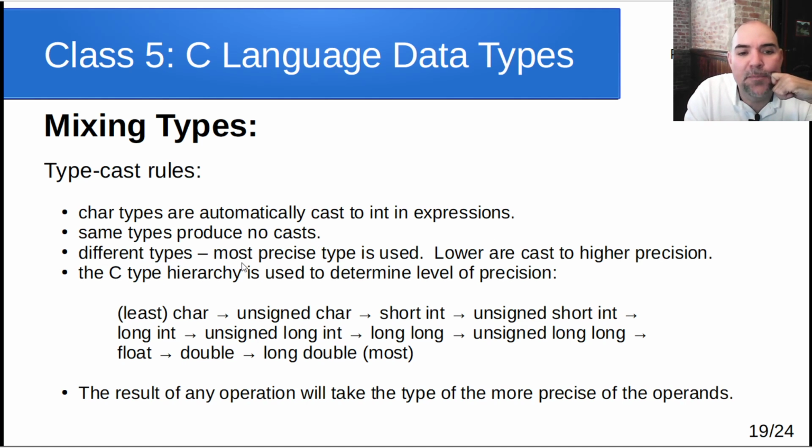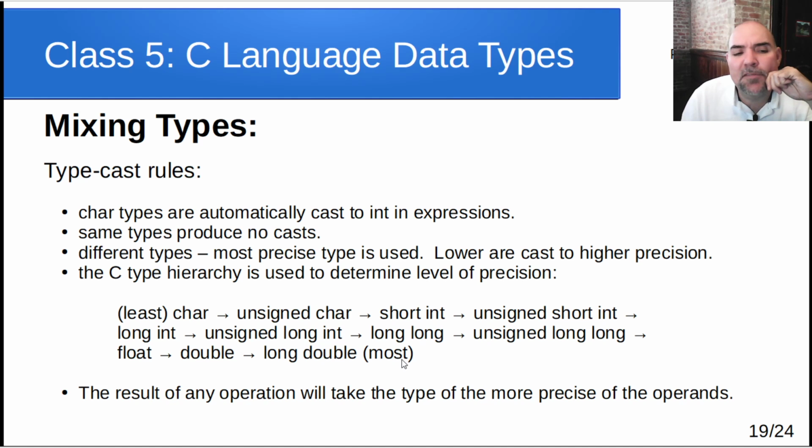All right, if they're different types, the most precise type is used. So in other words, the more precise of those two types is the one that's used. The lower precision types are cast up to higher precision before the operation happens. And how does it know which ones are lower and which ones higher? Well, it uses this thing called the C type hierarchy to determine the level of precision. At the least precise end, we have just normal characters. Above that is unsigned characters, short int, unsigned short int, long int, unsigned long int, long long, unsigned long long, float, double, long double. And that's the most precise type that we have, that long double.